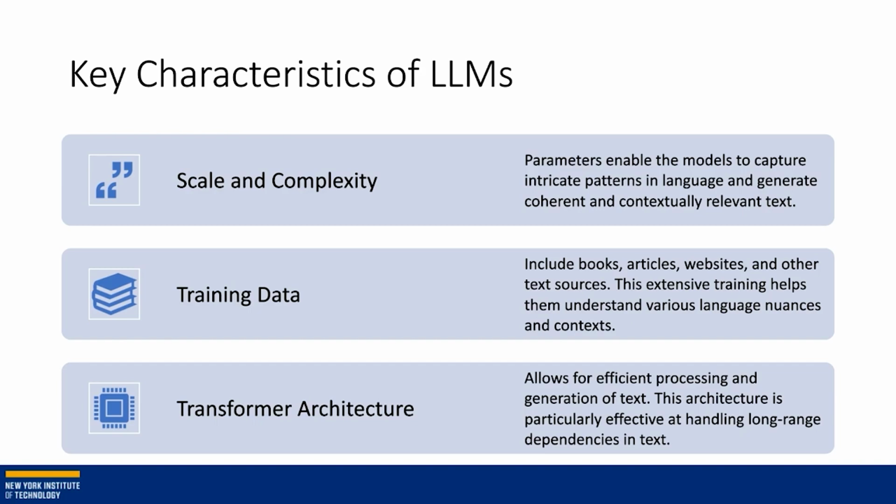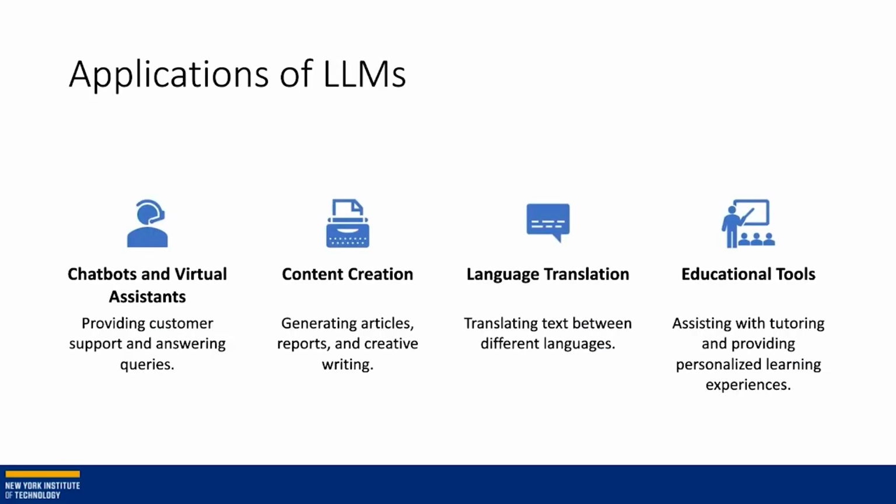And then the transformer architecture. This allows for efficient processing and generation of text. It also is particularly effective at handling long-range dependencies in text. So that's why it can give you a long-winded response rather than short snippets.